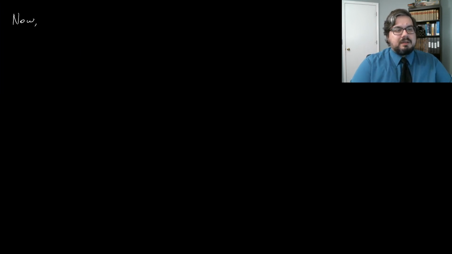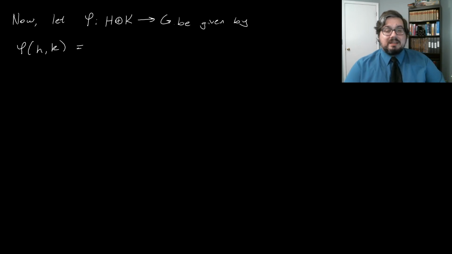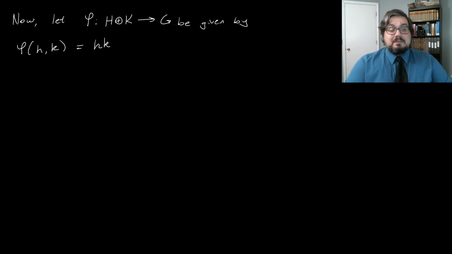So now let's let phi go from the direct product H plus K to G. And we need to define what it is. We need to start with phi of some element of H and some element of K, and we have to somehow get an element of G. In this case, it turns out that what we want to do is simply to multiply them. Phi of (h, k) is just going to be h times k.